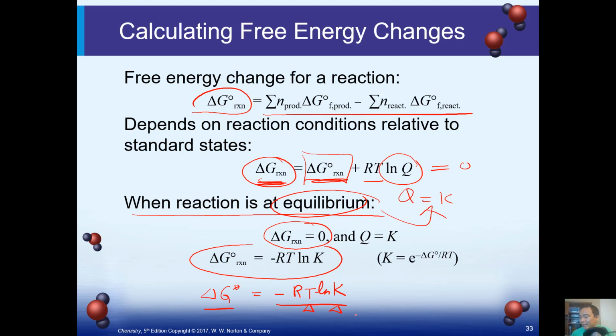Clearly, we can calculate the standard Gibbs free energy change using the equilibrium constant. Similarly, if you want to calculate the equilibrium constant given the Gibbs free energy, you can use this equation. For more practice questions, please refer to the problem set.